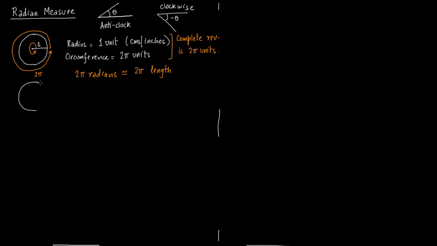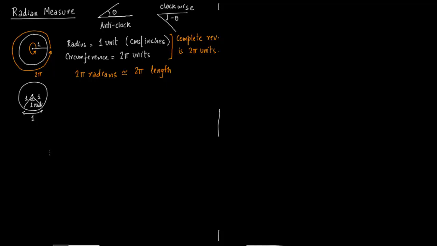Instead of taking the entire circle, what if I take a small piece of the circle? And this small piece measures 1. Then the angle it subtends, this is the angle it subtends, is also 1 radian. So this is how the story of radian comes about.